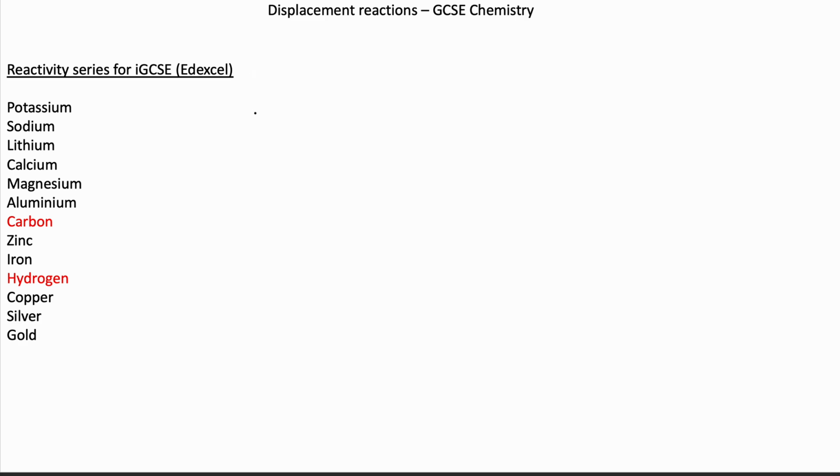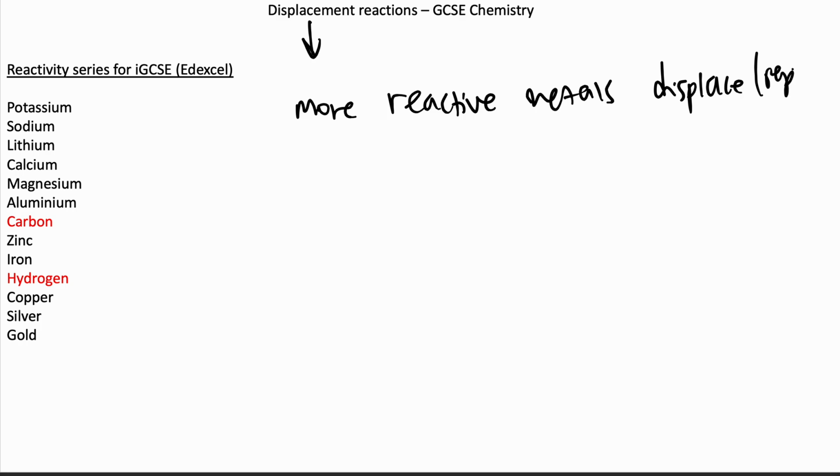Take a look at displacement reactions. If you look at the word displacement, it's when you displace, when you replace something. So it basically means when more reactive metals displace, so basically replace, less reactive metals. Displacement reactions is when more reactive metals displace or replace the less reactive metals in the reaction.